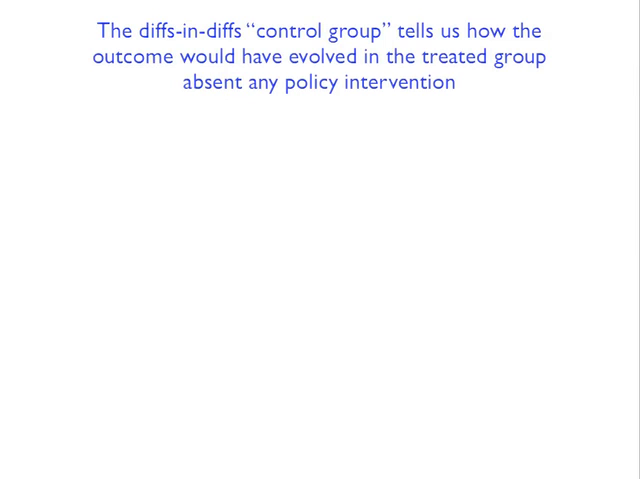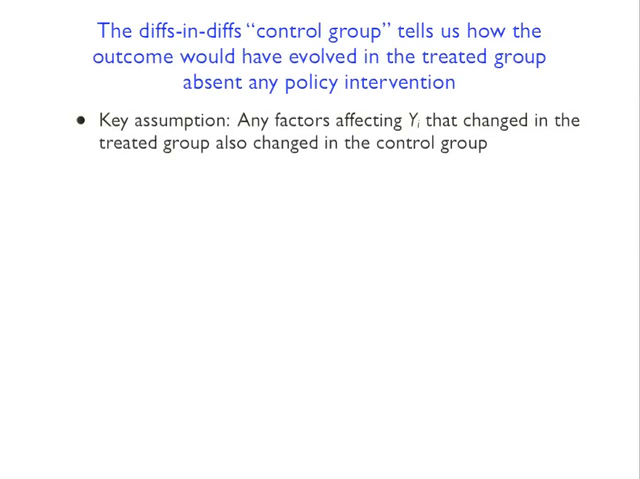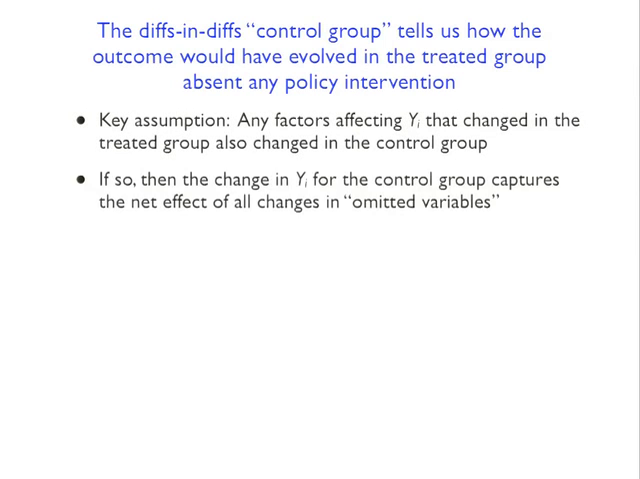So the key assumption in any diffs in diffs estimate is that any factors that affect Y_i, that affect our outcome, in this case daily hospitalizations, and that changed in the treated group also changed in the control group. If that assumption holds, then the change in Y for the control group is going to capture the net effect of all of the changes in these omitted variables that we would ideally like to control for, but don't have data on.